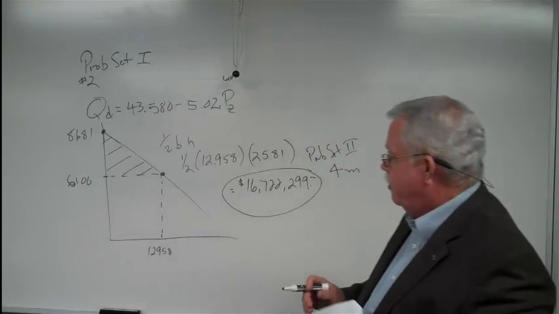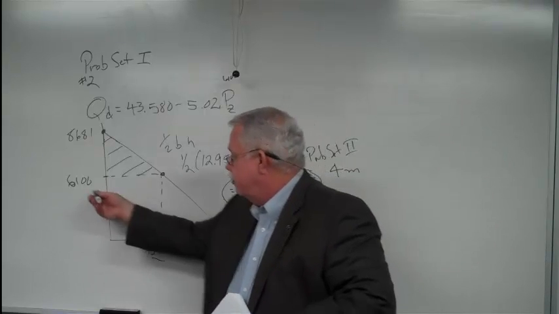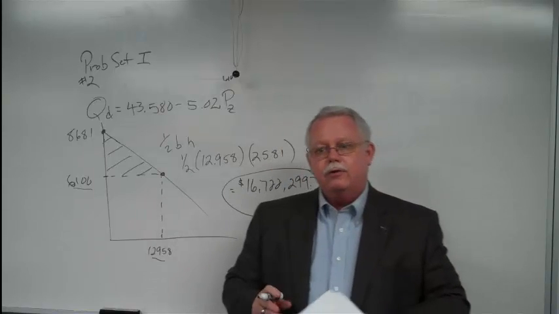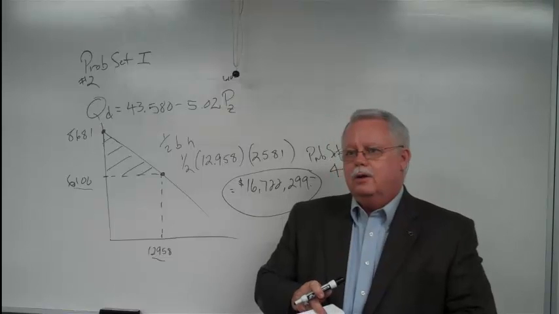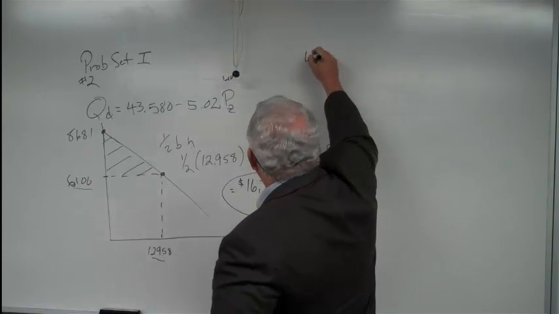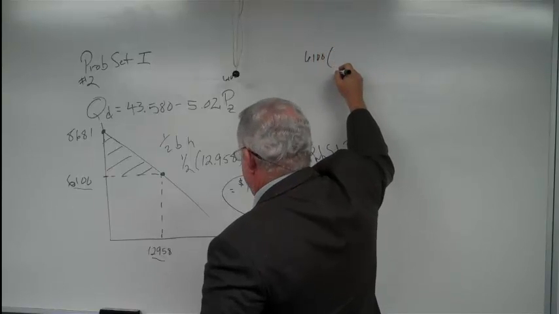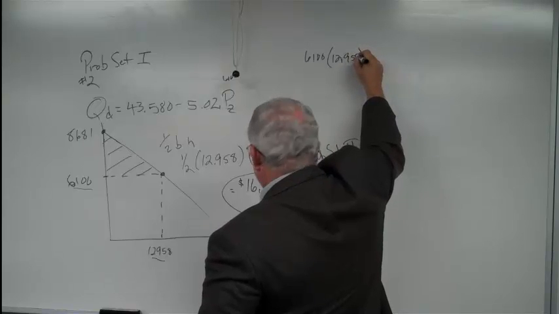Let me ask you something in passing. What is the total revenue the firm earns when they charge $6,100? What is their total revenue? How do we determine that? Price times quantity. Price times quantity. Could you do this for me real quick? 6,100 times 12,958. It's going to be 79.